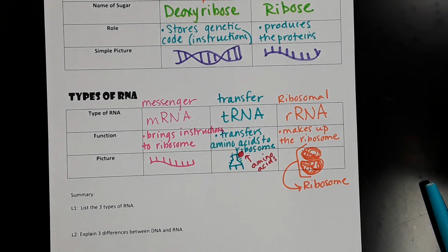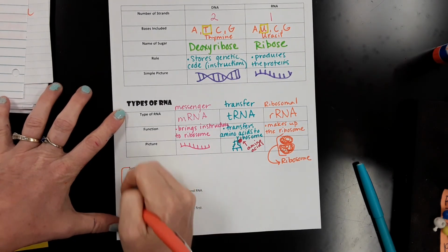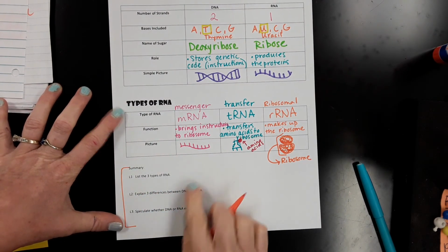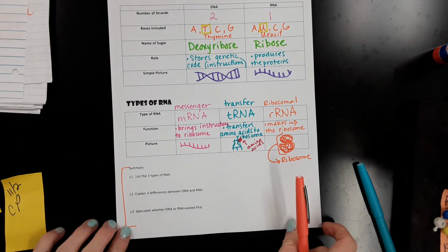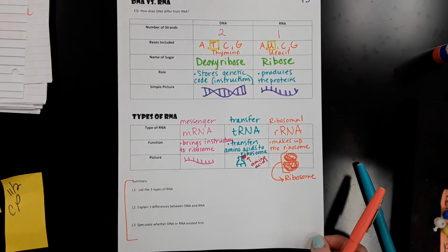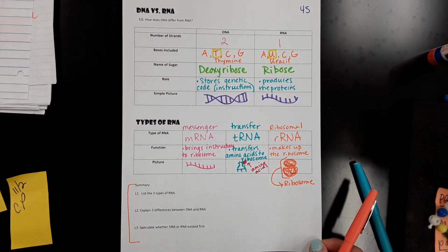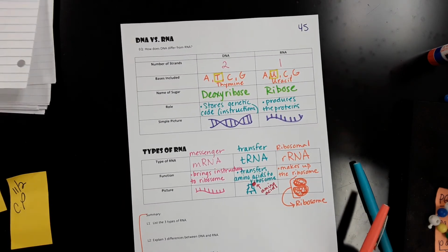So that's the structure. All right, so what you guys want to do is you guys want to answer these 3 questions on the bottom to just test yourself. Can you list the 3 types of RNA? Can you explain the differences between them? And can you speculate which one do you think existed first? Kind of like a chicken or the egg argument. Did the DNA come first or the RNA come first? This is going in your notebooks on page 45.